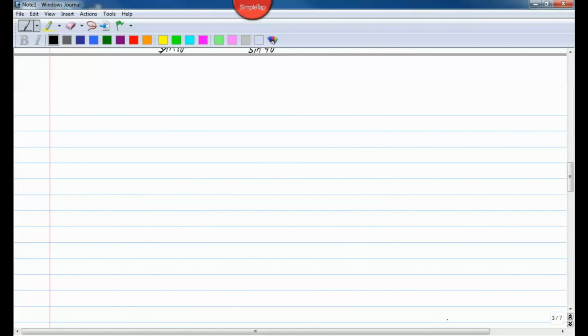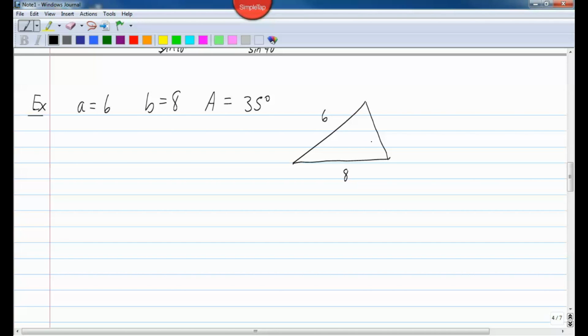Let's take a look at another side-side angle triangle. Let's say that we were given side A equals 6, side B equals 8, and angle A equals 35 degrees. So even if I don't know that this is a side-side angle triangle before I start, you're given two sides and you're given an angle. Alright, so say if this side is 6, this side is 8, then this would be the angle 35 degrees.